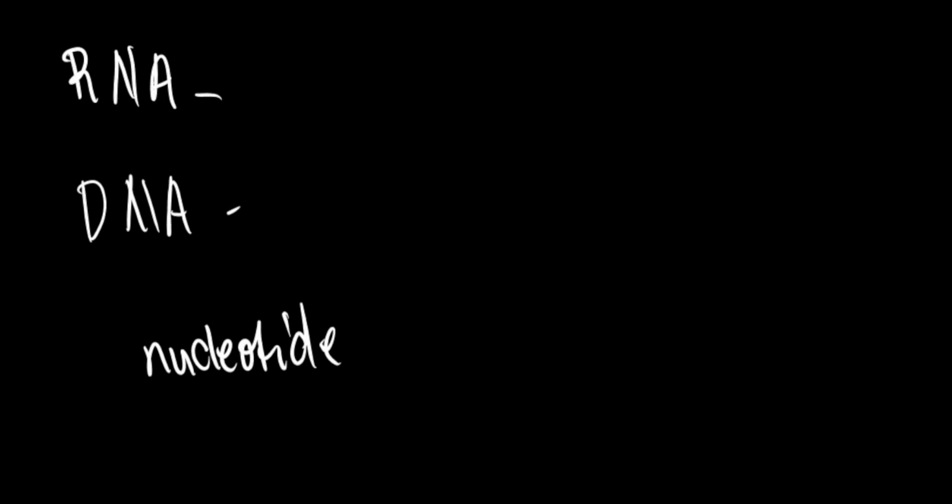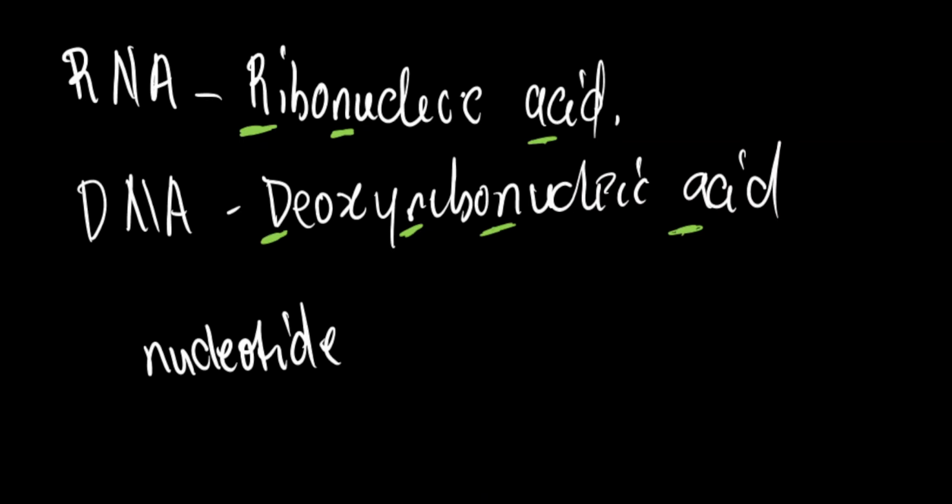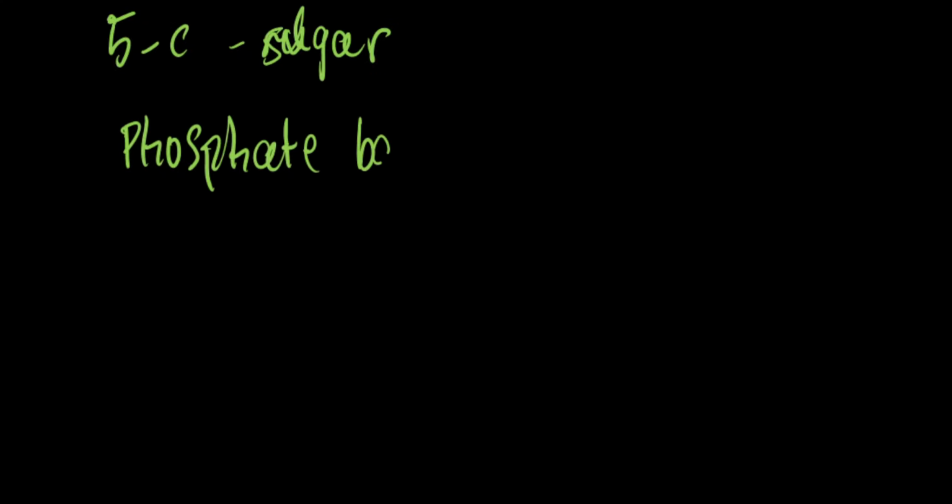Now just before we proceed, it's important for us to take note of the full meaning of these two terms. So we have RNA and DNA. Now RNA and DNA are polymers of nucleotides. RNA is ribonucleic acid, and DNA is deoxyribonucleic acid. As I stated earlier, they are polymers of nucleotides. Now, nucleotides generally contain a 5-carbon sugar, and in addition to the 5-carbon sugar, they have a phosphate backbone, as well as the nitrogenous bases.